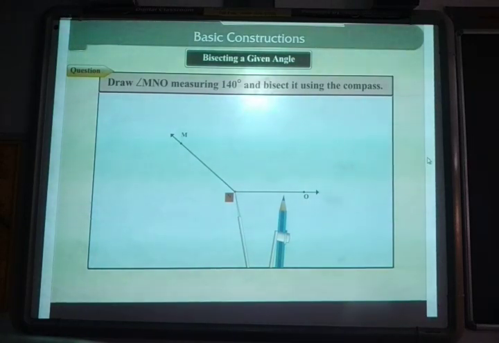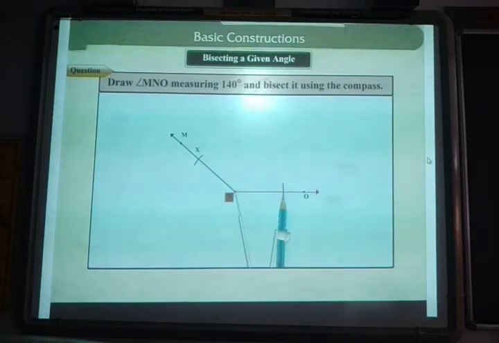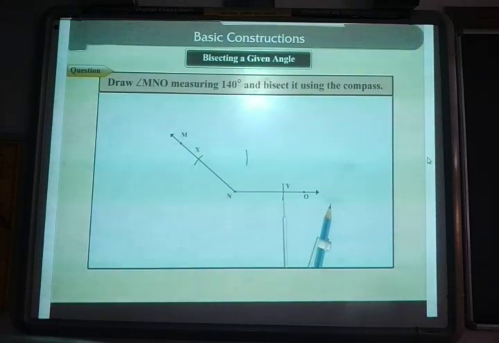Taking a suitable span on the compass, draw an arc intersecting ray NM at point X and ray NO at point Y respectively. Keeping the same span on the compass, place the compass point on point X and draw an arc inside the angle. Similarly, place the compass point on point Y and draw another arc intersecting the previous arc.